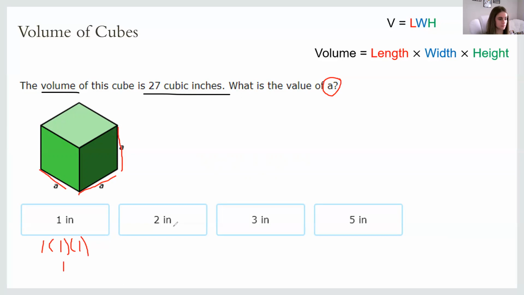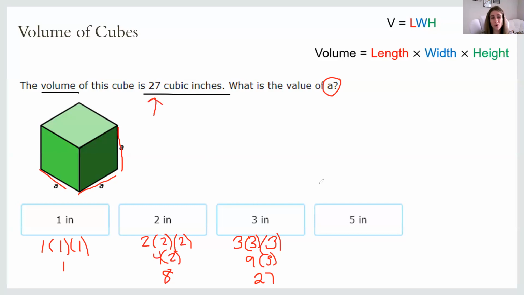That's not our answer. How about for 2 inches? The length would be 2, the width would be 2, and the height would be 2, because it's a cube, so they're all the same. 2 times 2 is 4. 4 times 2 is 8. Nope. All right, how about 3? 3 times 3 times 3. 3 times 3 is 9. 9 times 3 is 27. Ooh, that's what we were looking for, right?